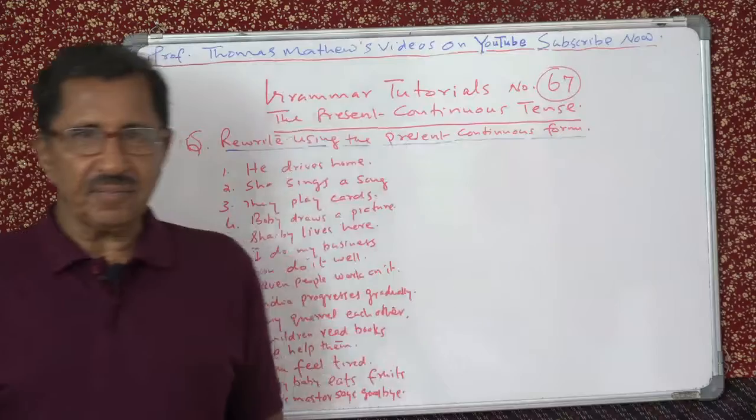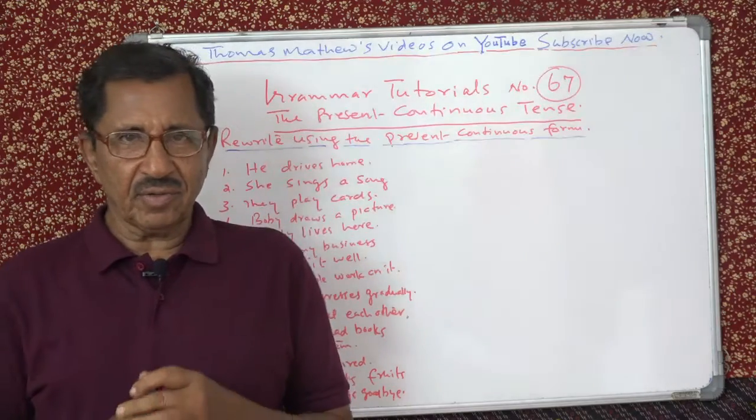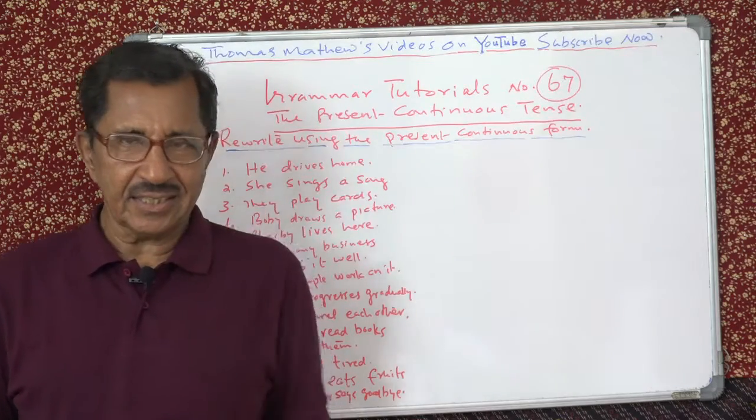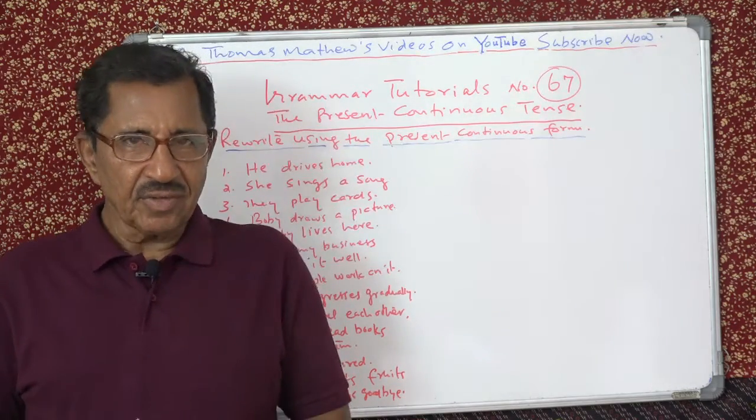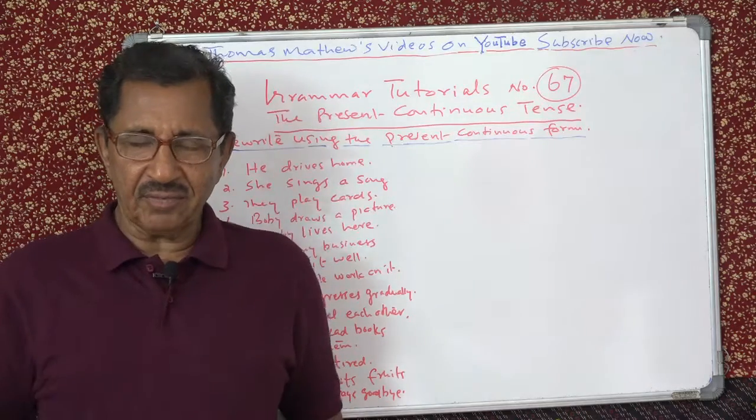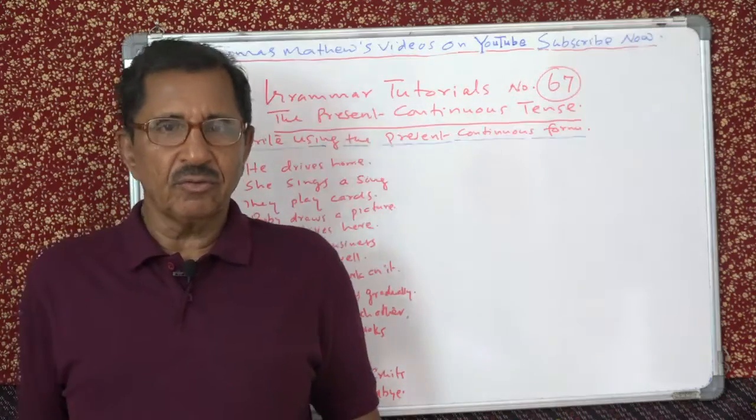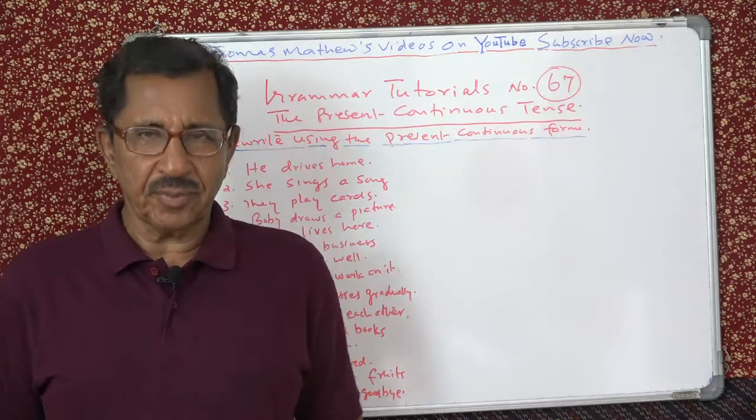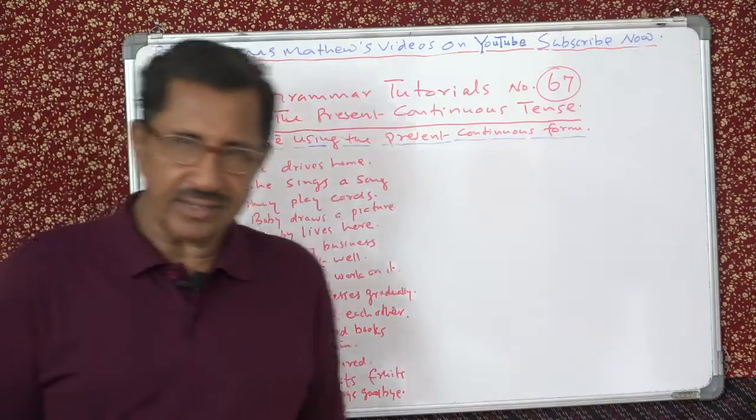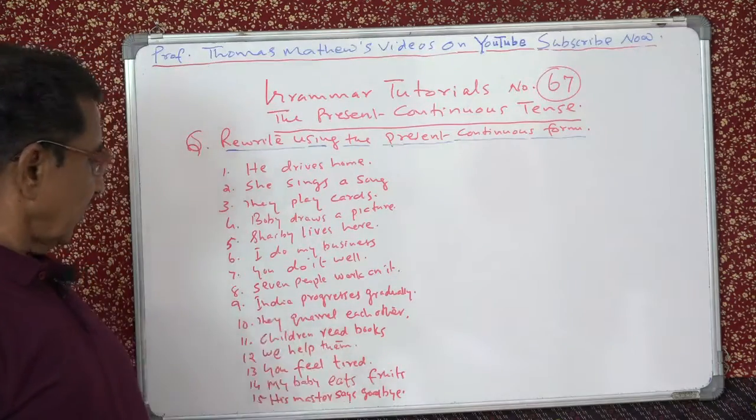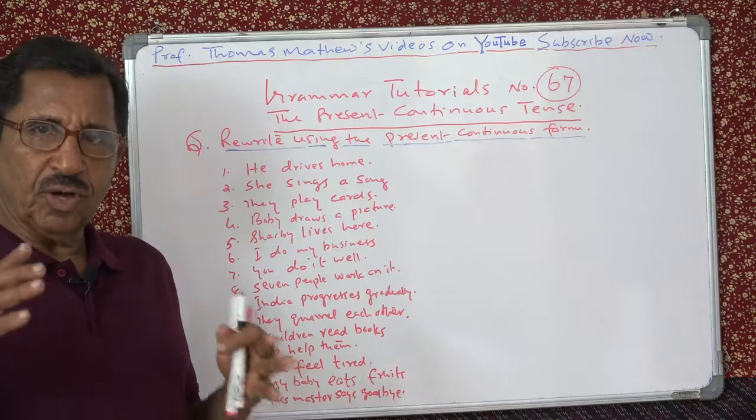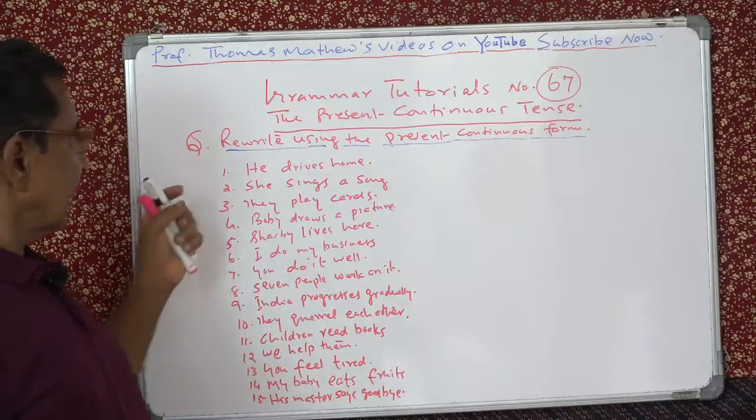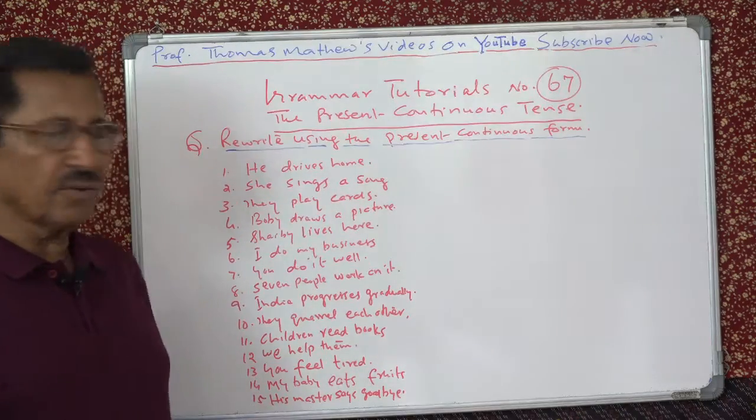So we are in the present continuous tense. Today we will do a very simple, probably the simplest of all exercises that you can do in this tense. We saw the form, we saw how to make it negative, how to make yes or no questions, and we also saw how to make WH questions in this tense. Alright, very good. Now we have about 15 sentences here. Always we do our exercises in sets of 15. So the simple question is: rewrite using the present continuous form.